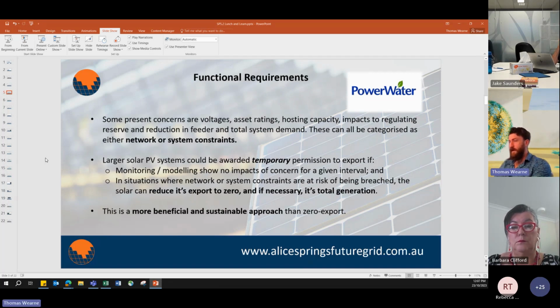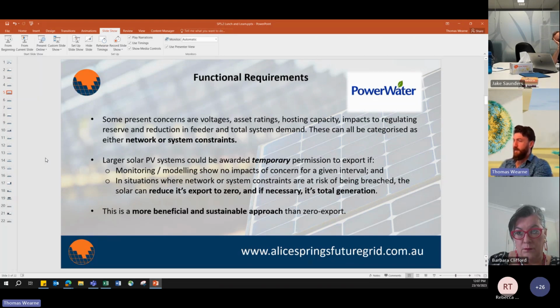So looking at that, you could state that larger solar PV systems could be awarded temporary permission to export if either monitoring or modelling would show no impacts of concern for a given interval, and in situations where network or system constraints were at risk of being breached, or if you could see that they would be breached, the solar can reduce its export to zero, and if necessary, its total generation. And this sort of a system is going to be more beneficial and more of a sustainable approach than making systems zero export.